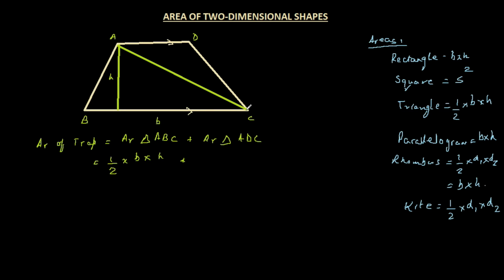We need a base for that, so let me take this as the base. Let me call that A, so it will be half times A, and we need the height. Now height, you can drop a perpendicular from the opposite vertex, and as you see, the height is nothing but H. So we can say that the total area of the trapezium would be half times B times H plus half times A times H. We can take half and H as common, and within the brackets we'll just have A plus B. So we can say that the area of a trapezium would be half times the sum of the two parallel sides, which is A plus B, times the height.